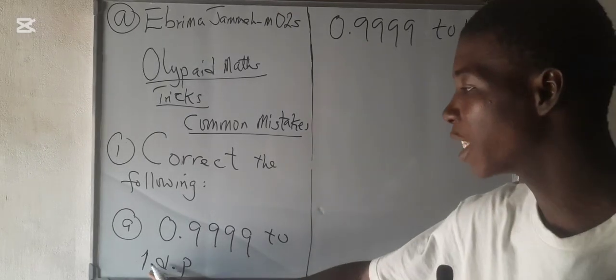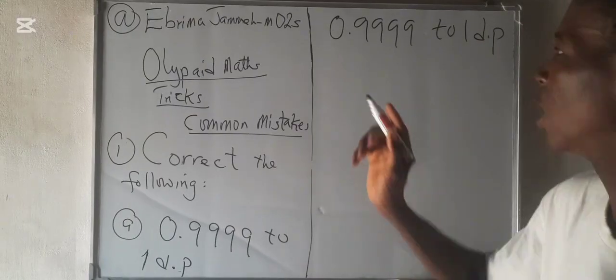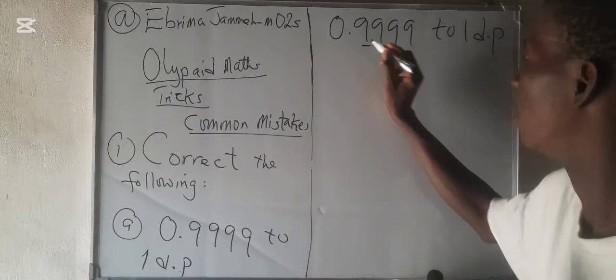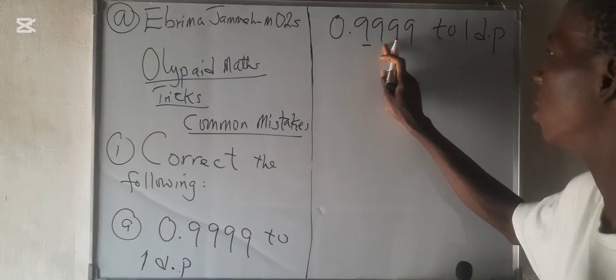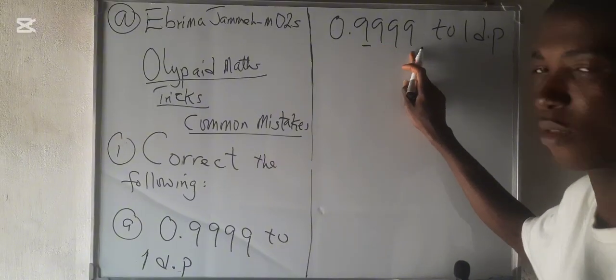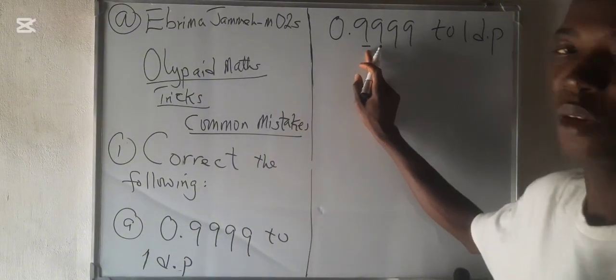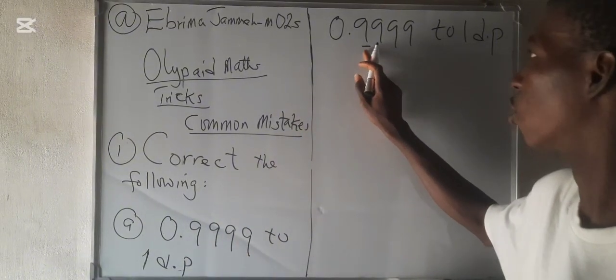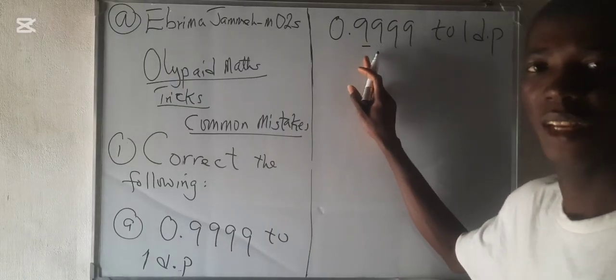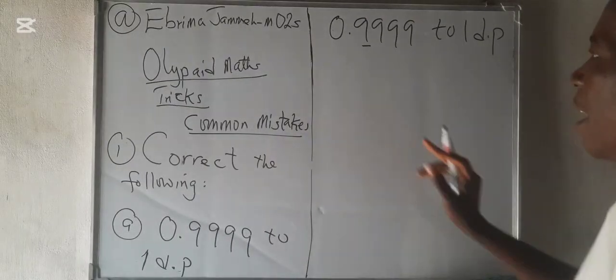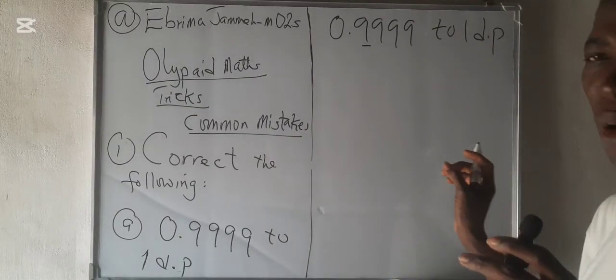How many decimal places? 1 decimal place. So this is my 1 decimal place. This is 2 decimal places. This is 3 and 4. But here we are asked to correct to 1 decimal place. So we are going to stop at this first 9 after the decimal point. Now you check the number next to it. What is the number next to it?